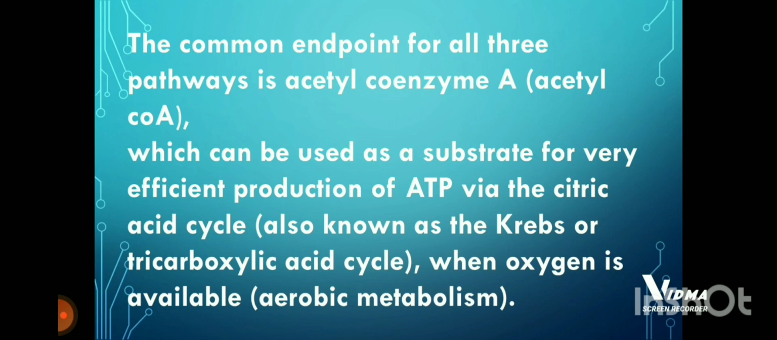What is the common endpoint for all these pathways? The common endpoint for all these pathways is acetyl coenzyme A, which can be used as a substrate for very efficient production of ATP via the citric acid cycle, also known as the Krebs or tricarboxylic acid cycle, when oxygen is available, means aerobic metabolism.